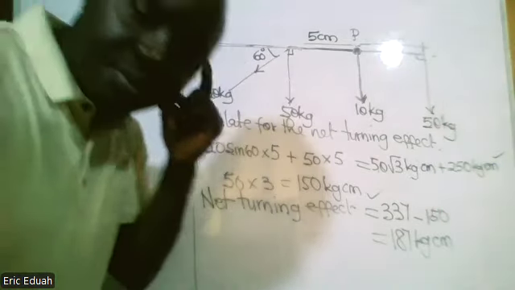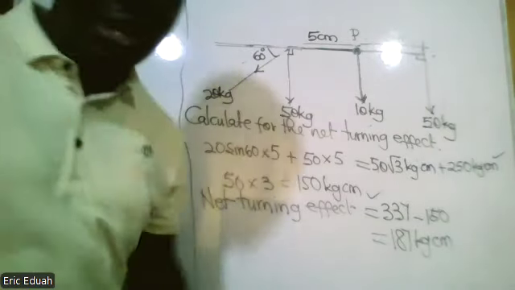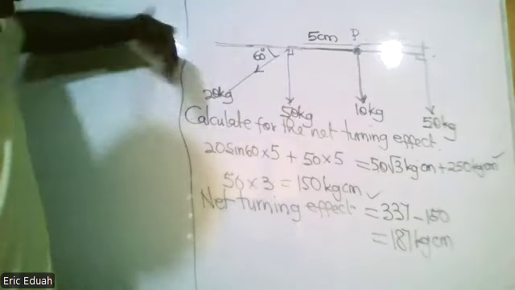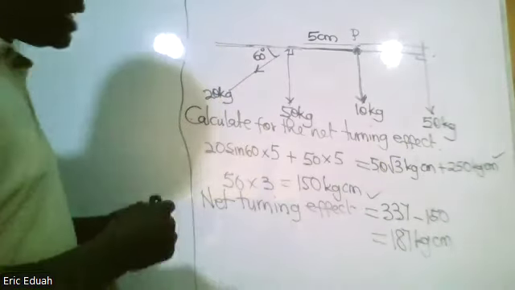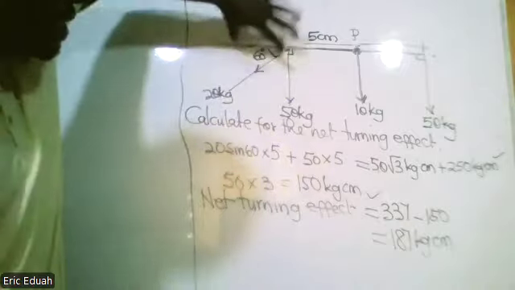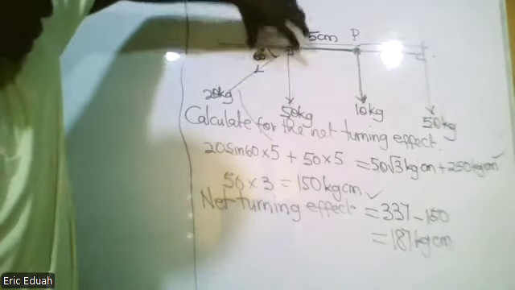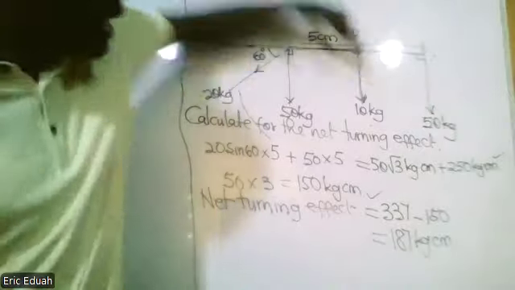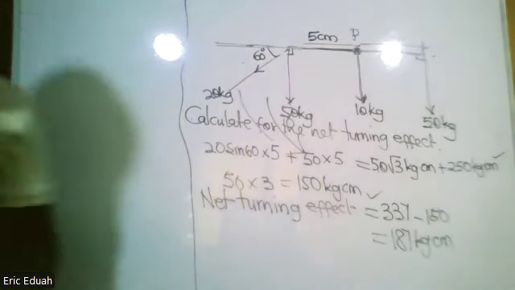With the net turning effect, we calculate the total turning effect or moment at one side, calculate the total turning effect at the other side, and then find the difference. So it means these ones here will turn these ones up here, or the bar turns in the direction of this one, downward. Please, is that okay?